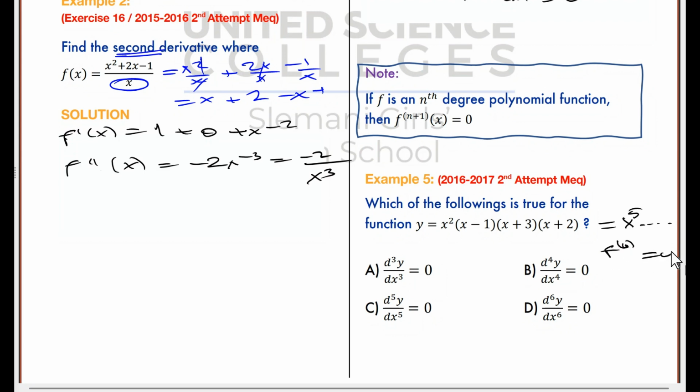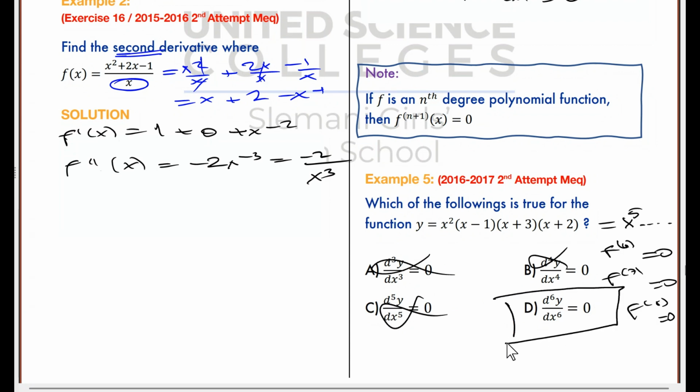the sixth derivative is 0. The 7th derivative is 0. The 8th derivative is 0. So after 5, derivatives will be all 0. So not third, not fourth, not fifth, sixth. The 6th derivative will be 0. All right.